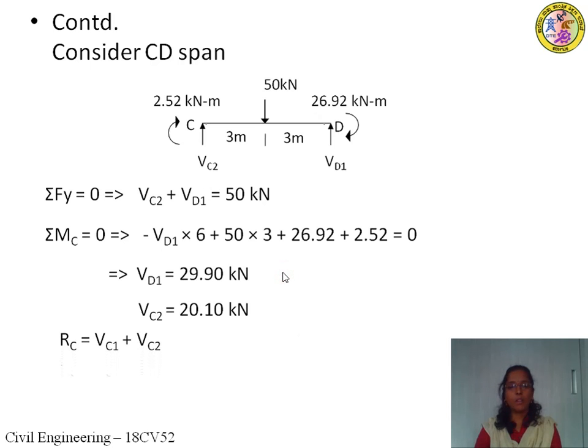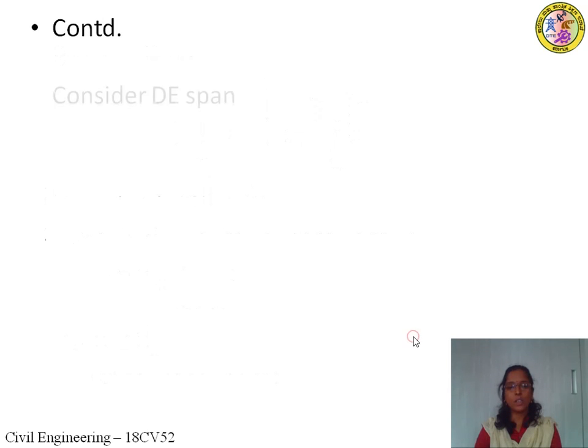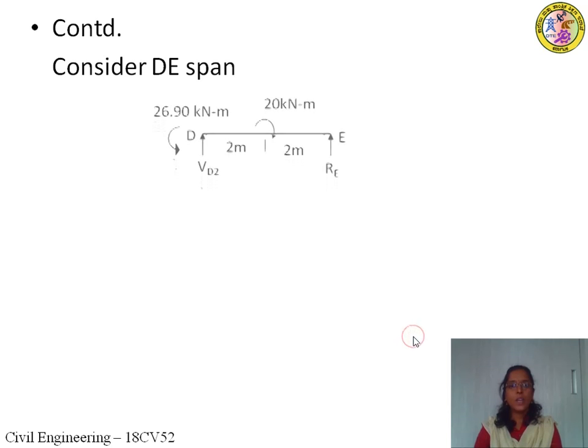So, total reaction at C is the summation of Vc1 plus Vc2, which will be equal to 16.56 plus 20.1, that is equal to 36.66 kilonewton. So, next we will consider the last span DE.